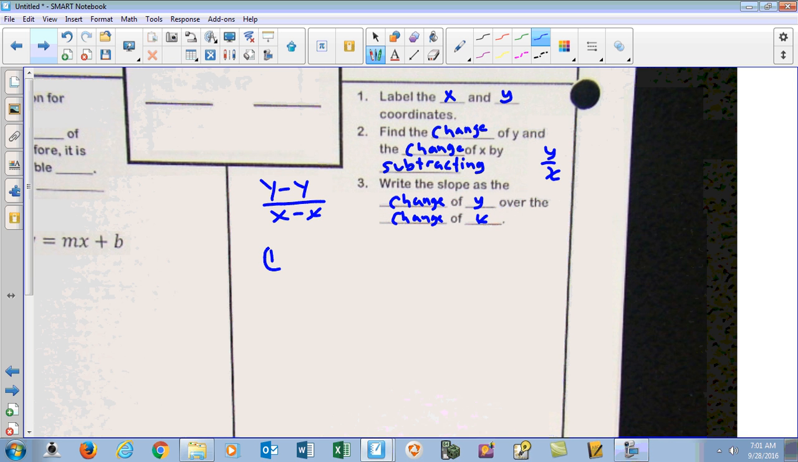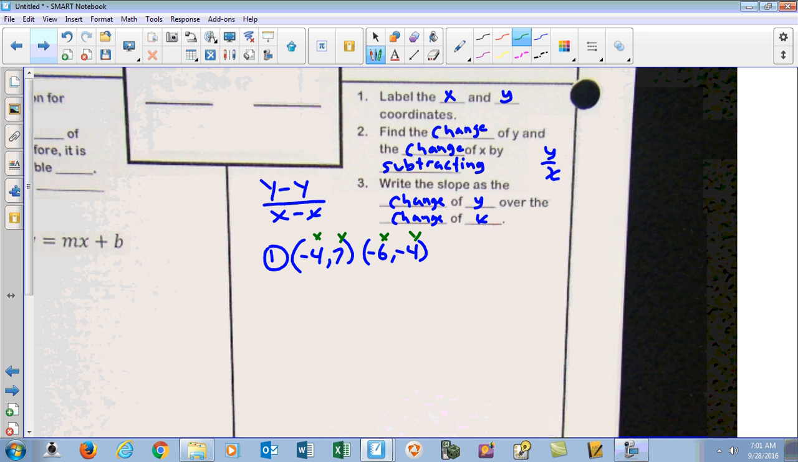Here's what that means. If I give you 2 points, if I give you (-4, 7) and (-6, -4), okay? So label your x and your y, right? That's your first step.